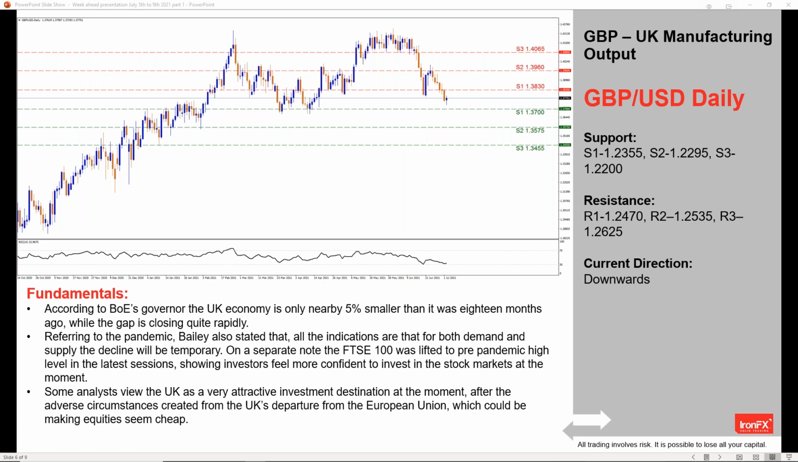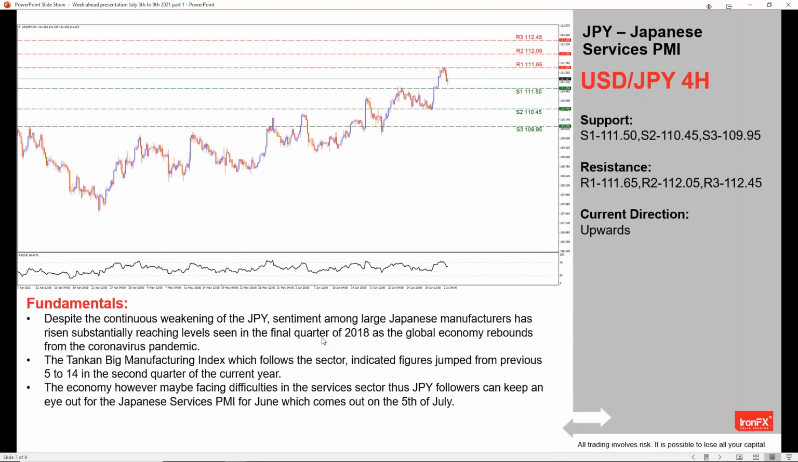Some analysts view the UK as a very attractive investment destination at the moment after the adverse circumstances created from the UK's departure from the European Union could be making equities seem cheap. Pound traders will be on the lookout on the 5th of July with the Market Services PMI final reading for June, and on the 6th of July we get the Market Construction PMI for June. On the 7th of July we get the UK Halifax house prices, and on the 9th of July we receive the GDP estimates for May and the very important UK manufacturing output figure for May. That's also for the UK and the GBP.